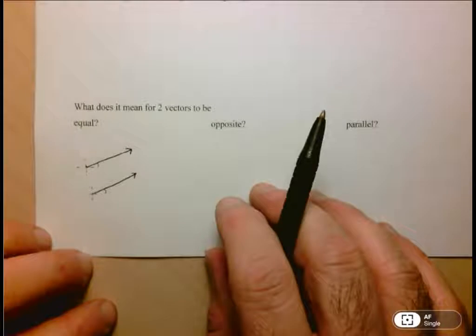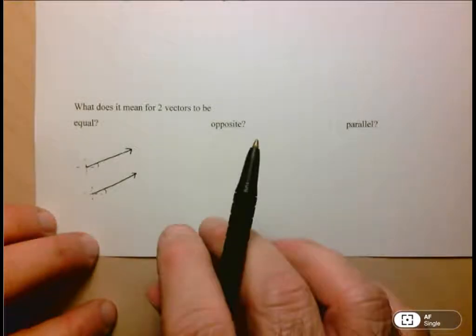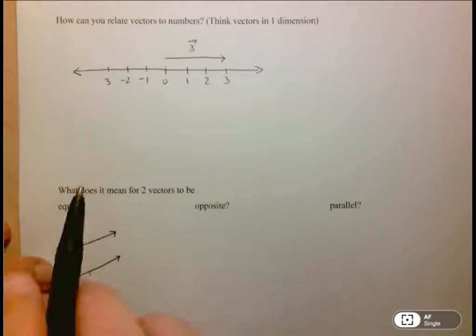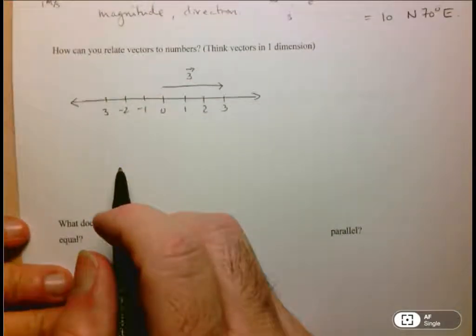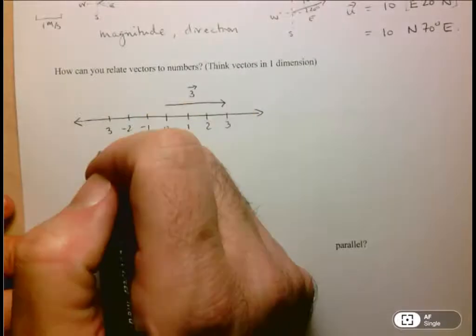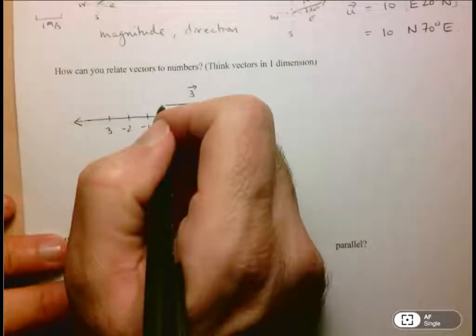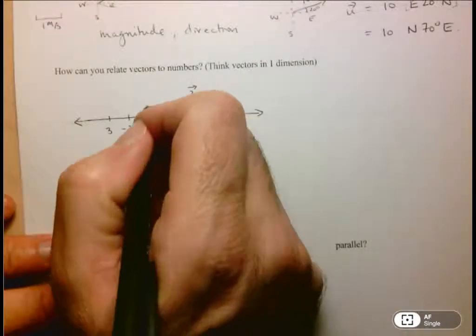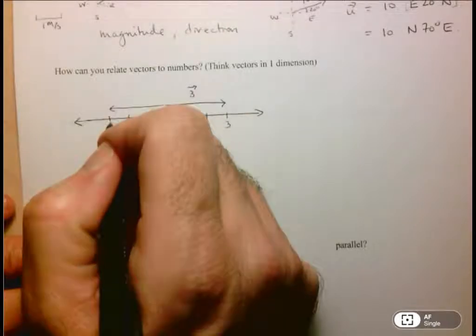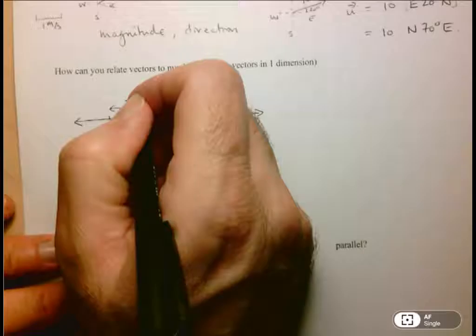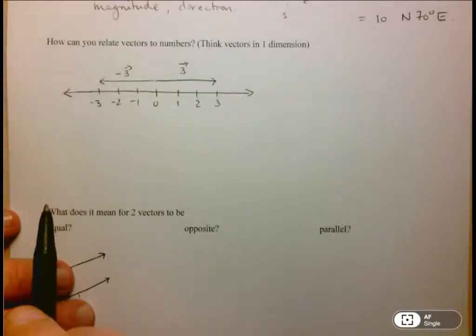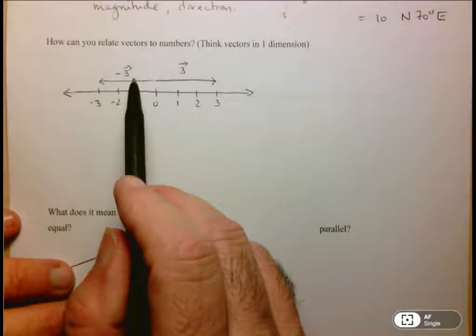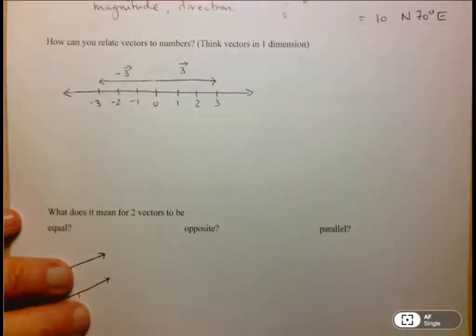Okay? Well, what does it mean to be an opposite vector? Well, let's go back to our number line. Well, what do we mean by the opposite of the number 3? Well, normally we think of that as -3. Okay? But if we think of this in terms of vectors, it would be the vector that starts at 0 and goes to -3. Okay? So, an opposite vector is a vector that has the exact same magnitude, but is just pointing in the opposite direction. Okay? So nice and easy on a number line.